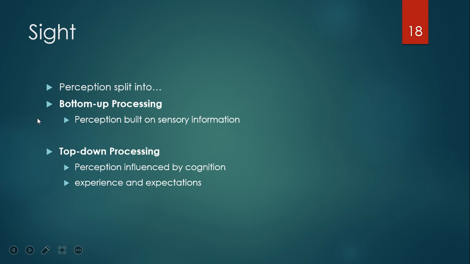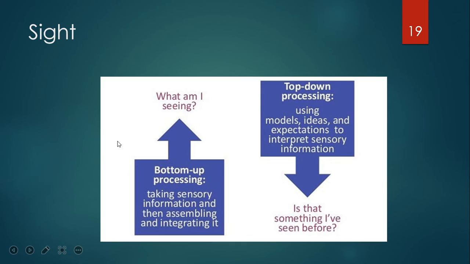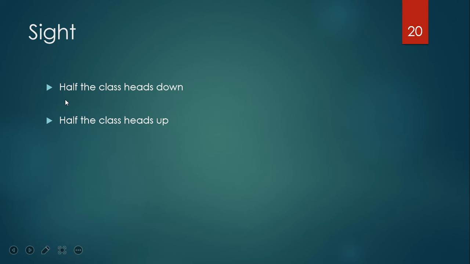Remember, sensation is sensory information. Perception is turning that sensory information into something meaningful. So let's distinguish these two a little bit more. Hopefully we can clear up any misunderstanding, any confusion. All right, we're going to skip that slide.